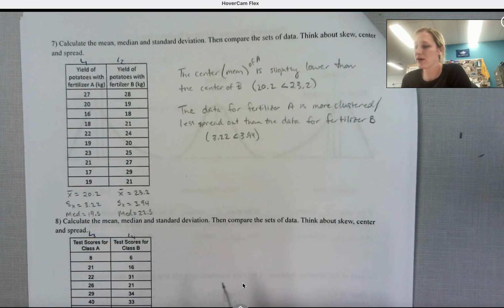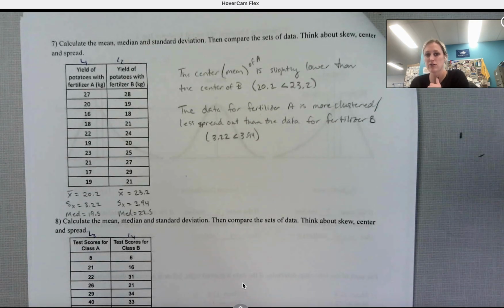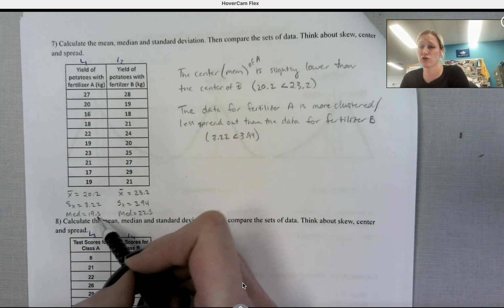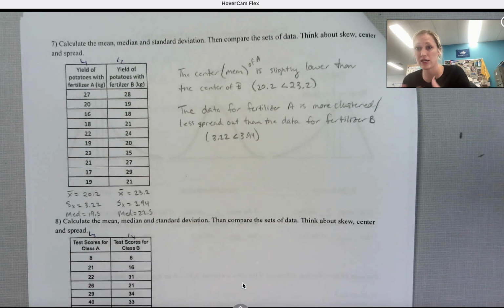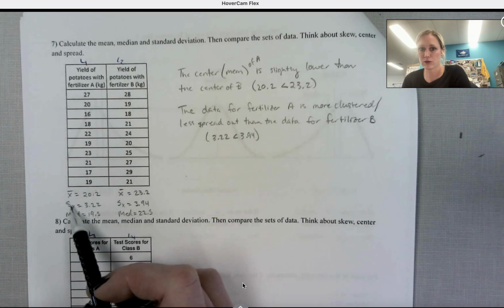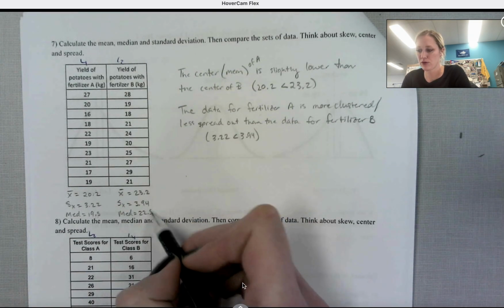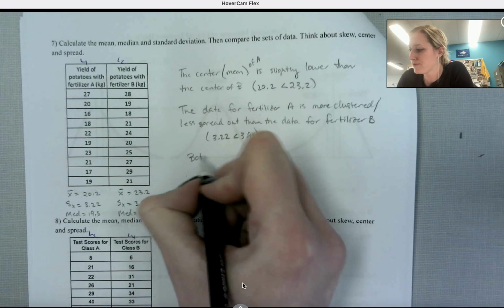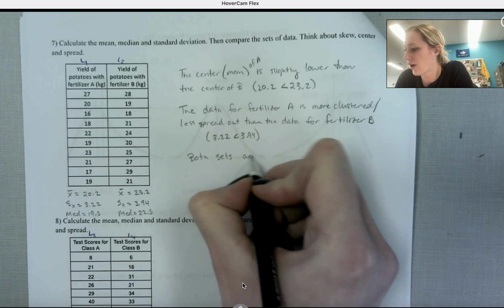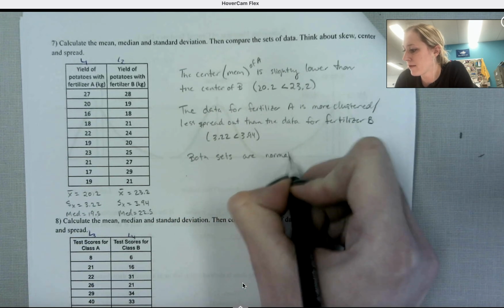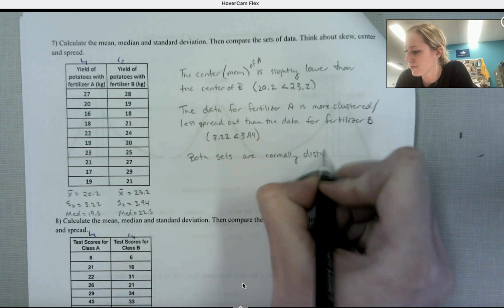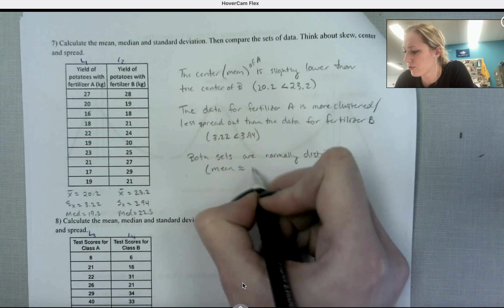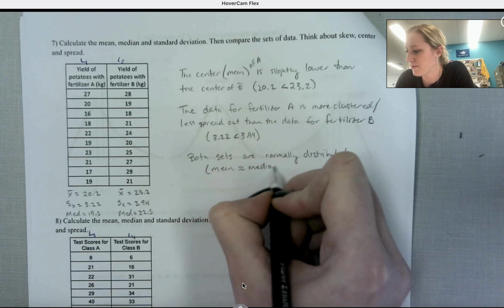Okay, and the last thing we're talking about is the distribution. So this is where I want to look at how does the mean compare to the median. So 20.2 and 19.5 are extremely close. So remember, when the mean and median are equal or approximately equal, it's normally distributed. We have the same exact thing here. 22.5 and 23.2, very, very close. So we're going to say both sets are normally distributed. And that again is because the mean is so close to being equal to the median.